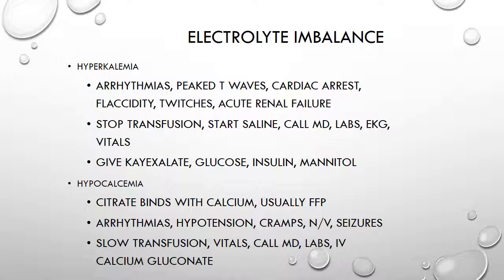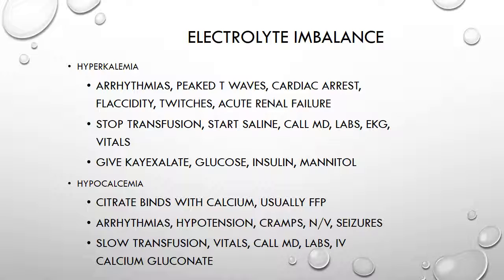We also have other arrhythmias that can occur, cardiac arrest, flaccidity of the muscles, twitching, and acute renal failure. If we have these types of signs and symptoms going on, same thing, we're going to stop that transfusion, start the saline, call the doctor. Check those vitals, call labs and EKG. To get rid of the hyperkalemia, we're going to look at medications that we use to get rid of the potassium. Kayexalate to bind with the potassium and excrete it through the stool, glucose and insulin to bring it back into the cells, and mannitol could be used.